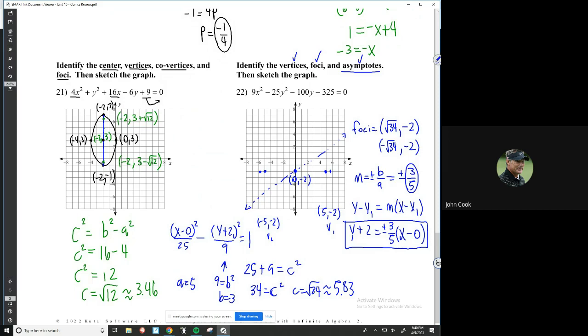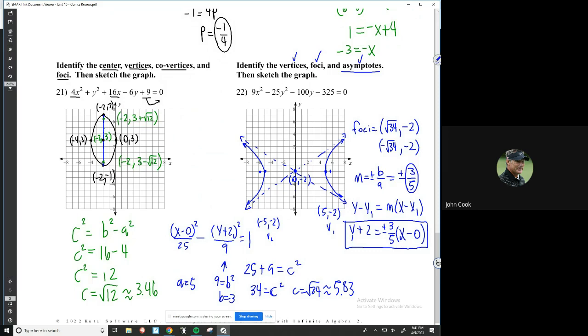And then negative 3/5 means you drop down 3, 1, 2, 3, and then to the right 5, 1, 2, 3, 4, 5. So here's the other one. And then up 3, 1, 2, 3, and then to the left 5, 1, 2, 3, 4, 5. All right, there are my asymptotes. So just use your vertices and then follow the asymptotes, and there's your hyperbola, going to the left and also going to the right.